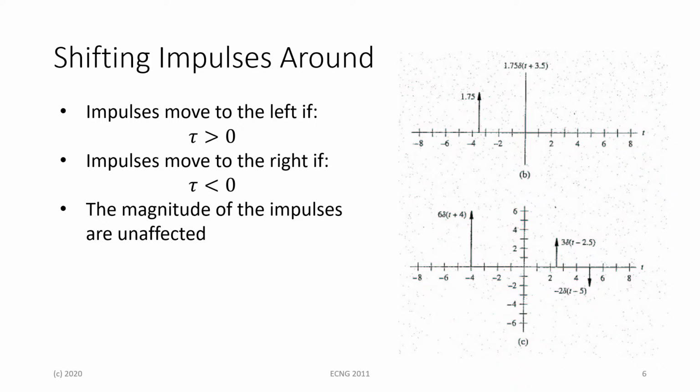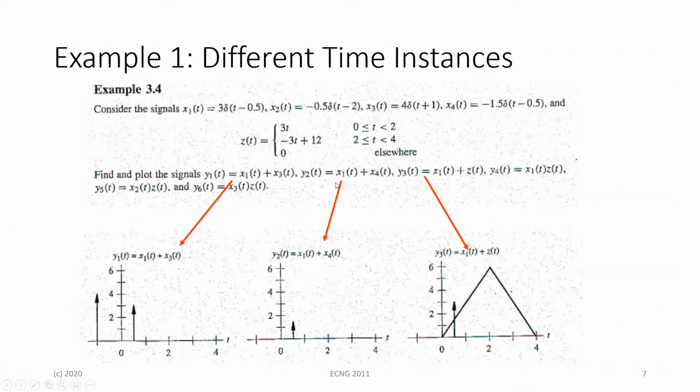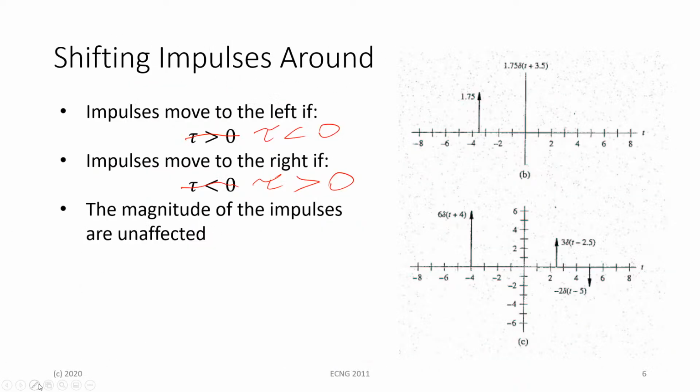Oops, that's wrong. I need to correct that slide. So this here should be if tau less than 0. This here should be if tau is more than 0. Oh wait, I had it correct. My mistake. Let's go back one. Where is this? That's correct. If I just go back one slide. Right, yeah, that's correct. So what's on the slide here is correct.